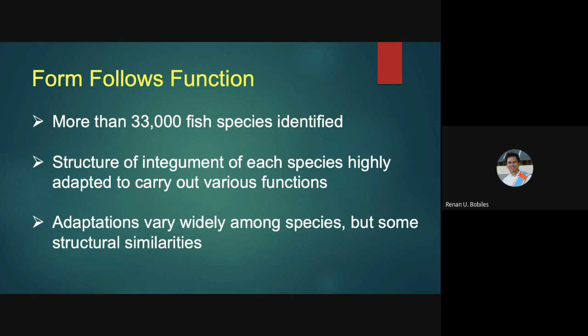Adaptation varies widely among species, but there are some structural similarities. Iba-ibang species, iba-ibang form of adaptation, but generally, the structures are similar, and even similar with terrestrial vertebrates. Ang skin is divided into epidermis and dermis. Okay? So yan.